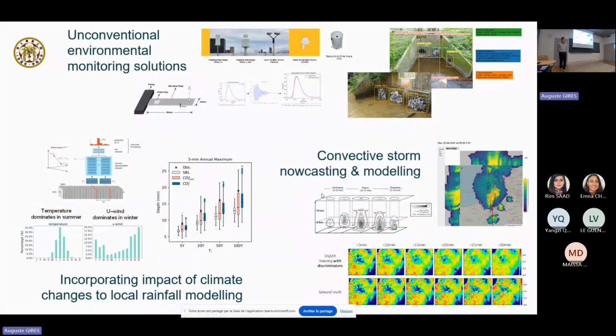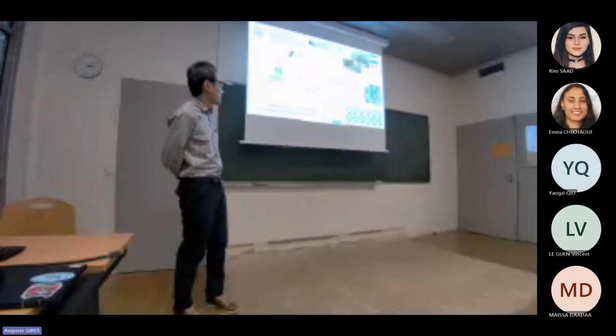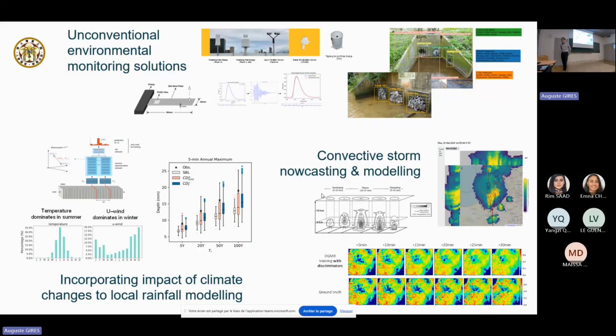And then the third part is also related to the peril insurance area we're working on, to try to incorporate the impact of climate change to local rainfall pathway. So today, I will focus on the convective storm nowcasting, some work in that area, and also the potential solution to incorporate climate change impact to rainfall modeling. And for the RA2PW, this project is related to both the monitoring and also the convective storm nowcasting part.